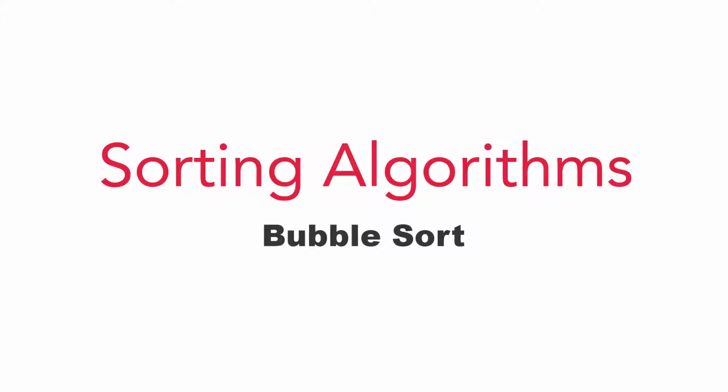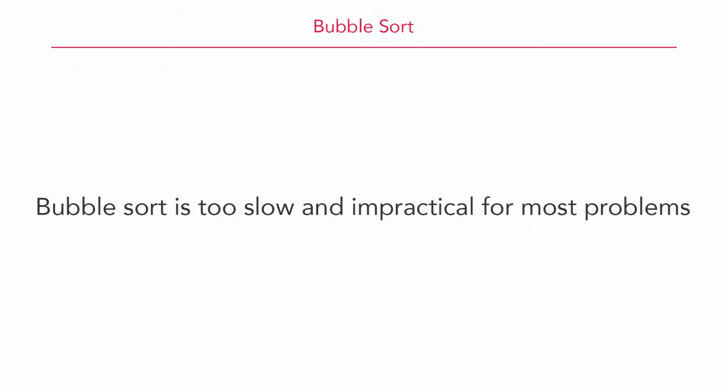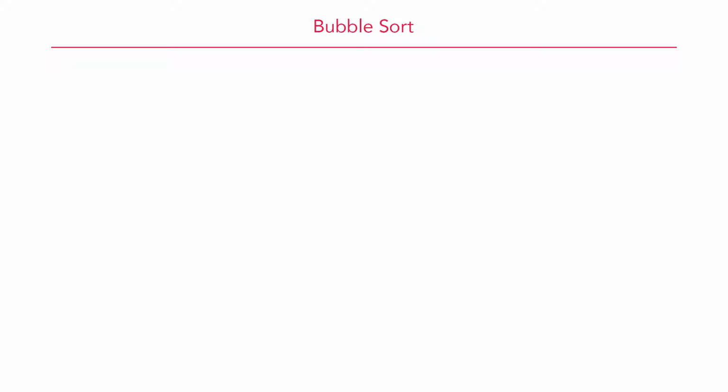Bubble sort is one of the well-known sorting algorithms because it is straightforward. It is a comparison-based algorithm in which each pair of adjacent elements is compared and the elements are swapped if they're in the wrong order. While the bubble sort is not fast enough in practice for all but the smallest datasets, it does serve the purpose of showing how a sorting algorithm works.